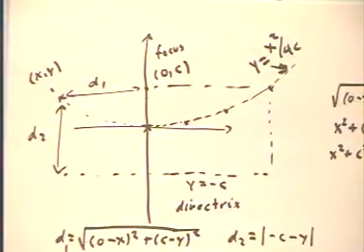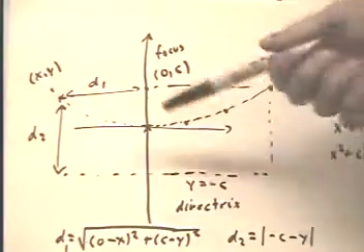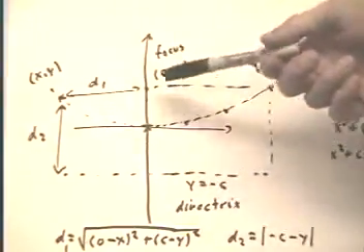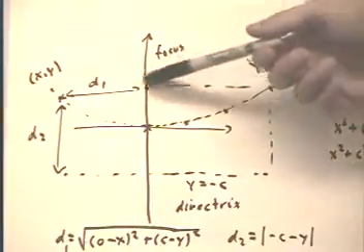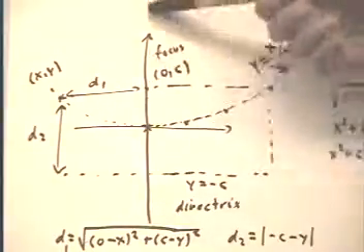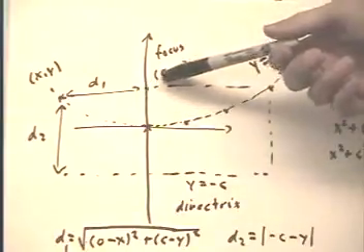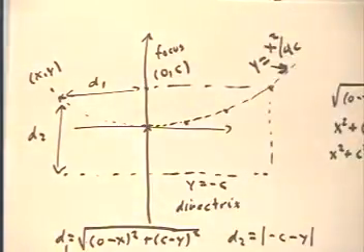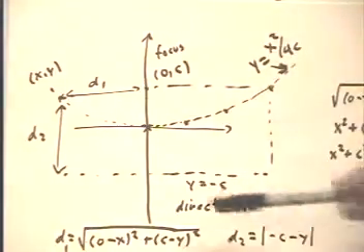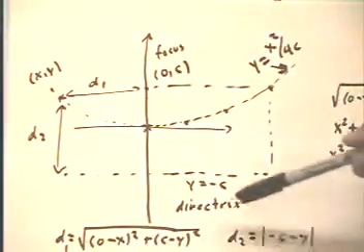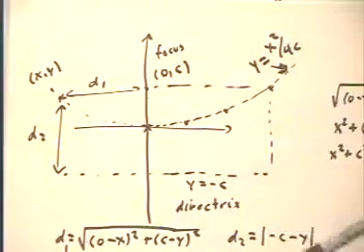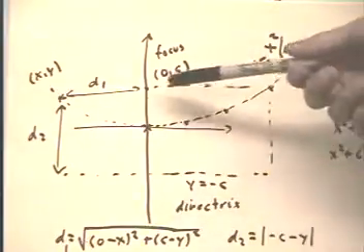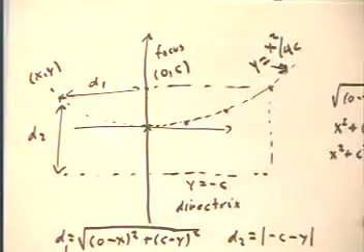The geometric definition is that a parabola consists of all the points x, y that lie at equal distance from some point which we call the focus. In the standard parabola, we're going to let the focus lie at 0, c on the y-axis, and a line that we call the directrix. And that line we're going to put at y equals negative c.